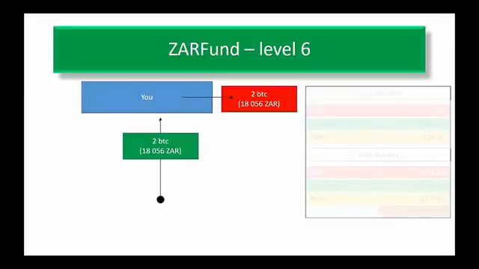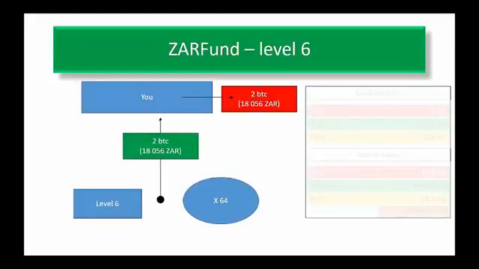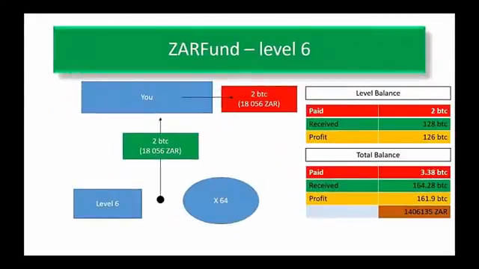Now you have paid and you're eligible to receive the exact payment from how many people? 64 people, double the amount of people that had to pay you on level 5, would have to pay you 2 Bitcoins each to eventually get to level 6.